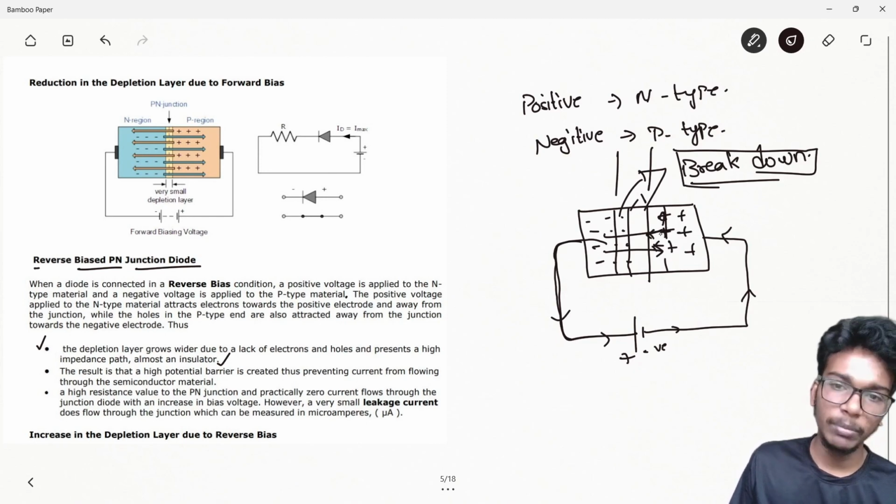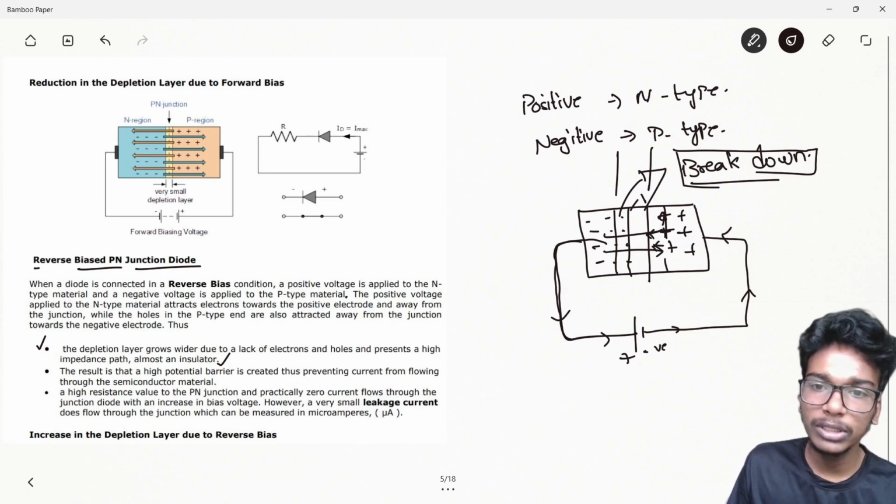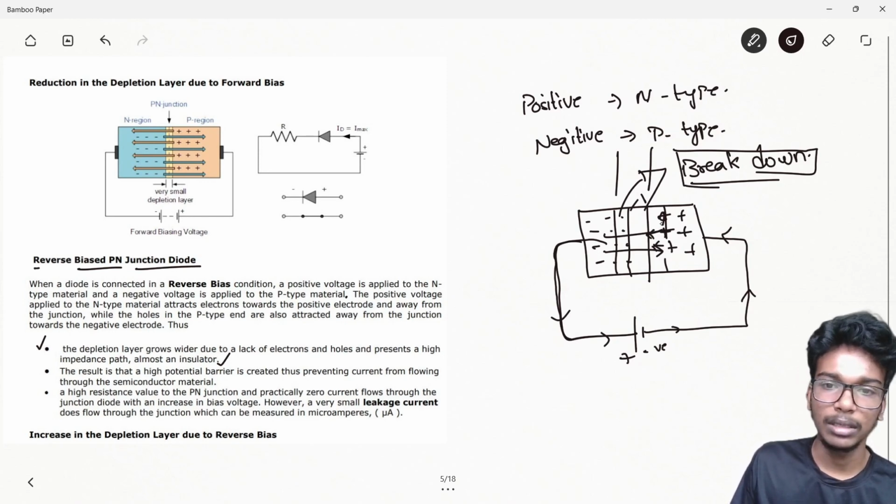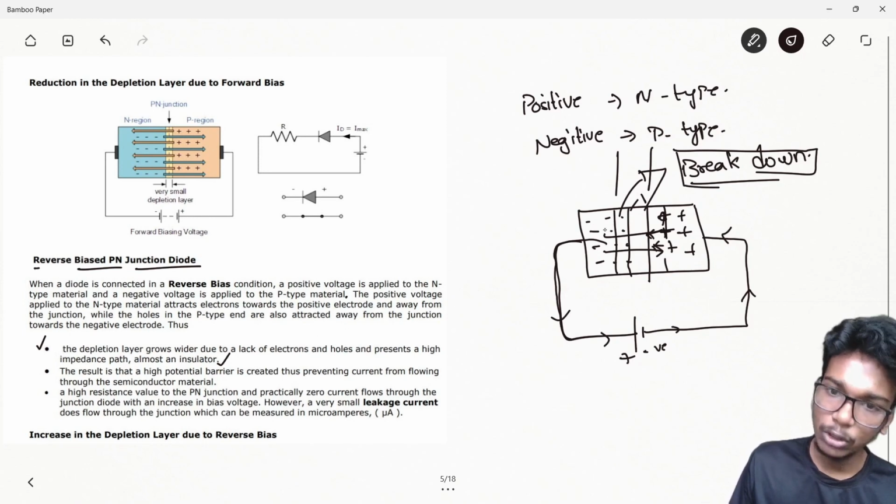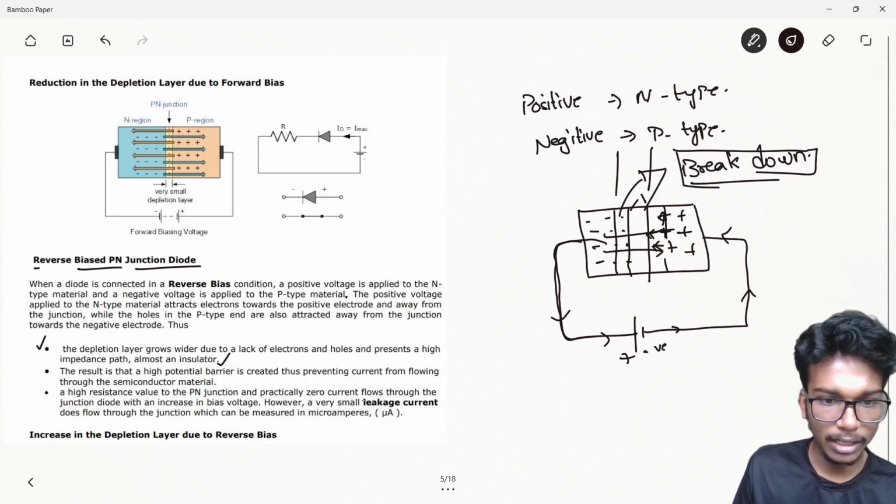Actually speaking, there will be some leakage because of the non-homogeneity of these layers, I mean, semiconductors. For theoretical knowledge, we are considering it to be zero. A huge resistance value of a PN junction diode means practically zero current flows through the junction with increasing bias voltage. However, a small leakage current does flow through the junction, which can be measured in microamperes.